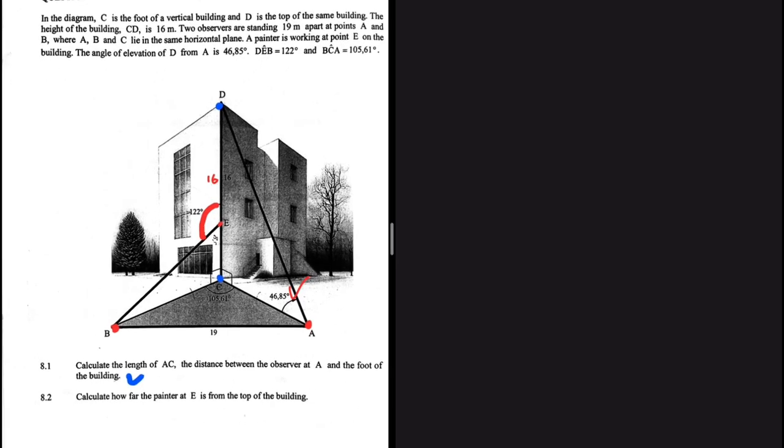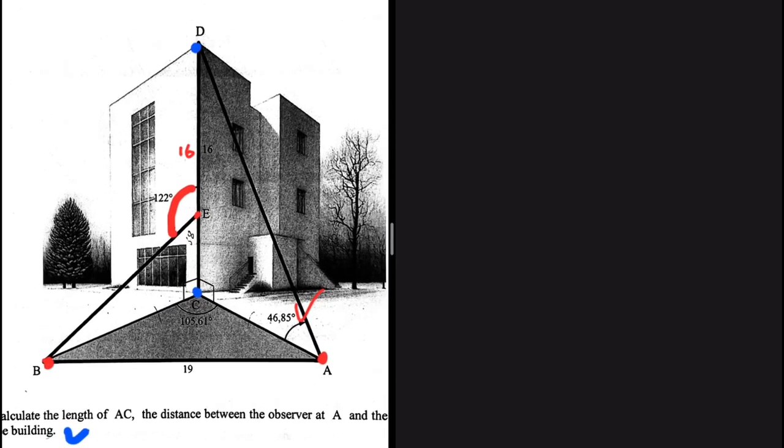So let's go. We're looking for the length of AC. We can see here that we have a right-angled triangle. The first thing that I think about is trig ratios, because I have a right-angled triangle. So I have the opposite, which is 16 meters, opposite to the angle A here, and I'm looking for the adjacent. So which trig ratio do I use in this case?